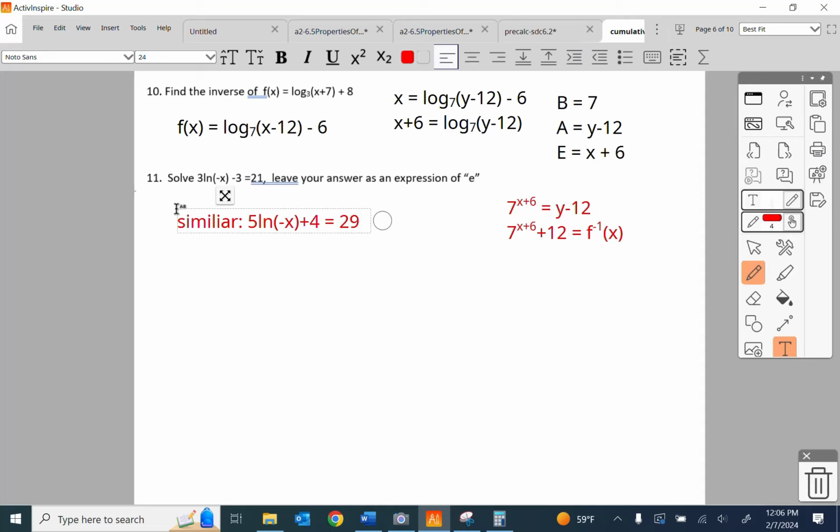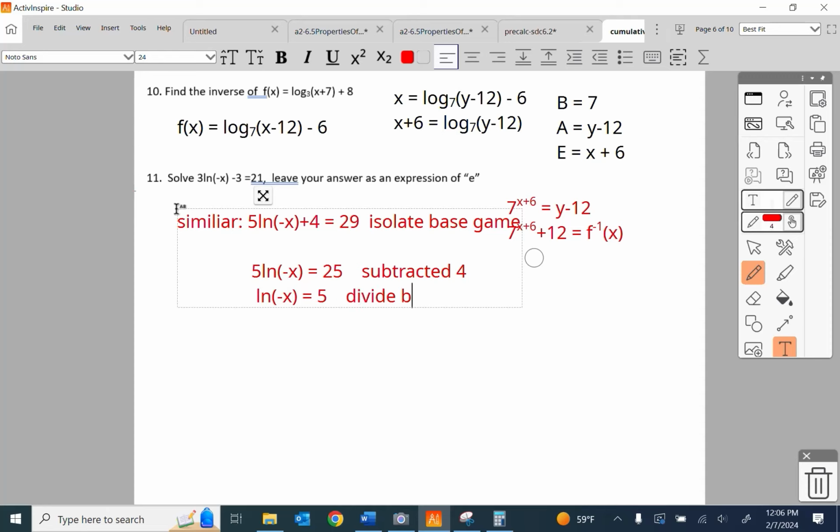And what we're going to do is play the isolate the base game. We're going to subtract 4 from both sides. We're going to divide by 5. By the way, what I just did there was I literally subtracted 4, because 29 minus 4 is 25. I am going to divide out the 5. And now I'm going to go back here and put in that little understood base.